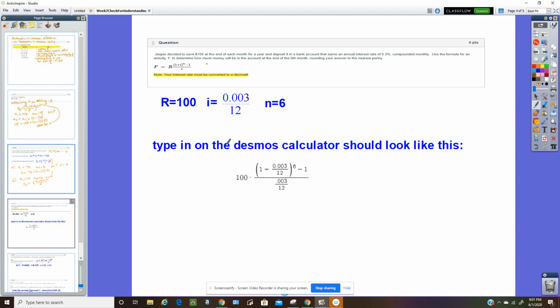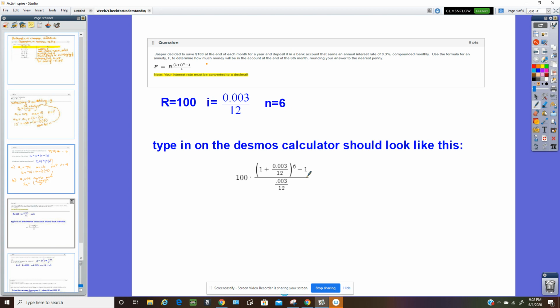So this is the way it should look in your Desmos calculator. You want to do 100 times, and then hit the divide key to get this fraction bar. And then parentheses 1 plus, hit the divide key again, 0.003, and put 12 in the denominator. Close the parentheses, and then use the A to the B key, put a 6 in there, and then -1. And then on the bottom here, you're going to hit the divide key again, 0.003 over 12, and then you're going to get an answer.